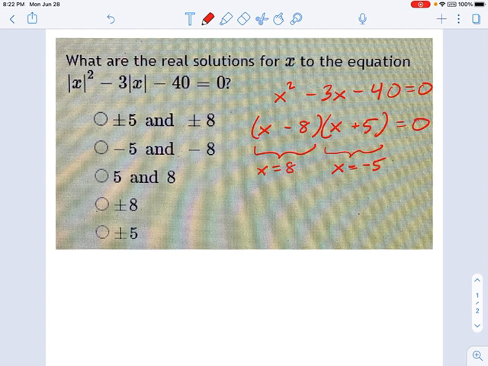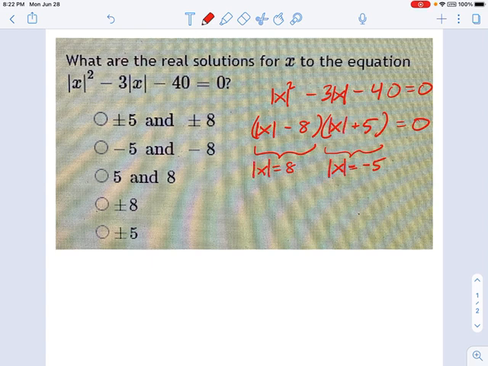Where it gets tricky in this problem, and this is actually an interesting application of absolute values, is you have to remember these are not x. These are not x variables. These are absolute value of x. So if you go through here and you add the absolute value to this equation, what changes? What effect does this have?